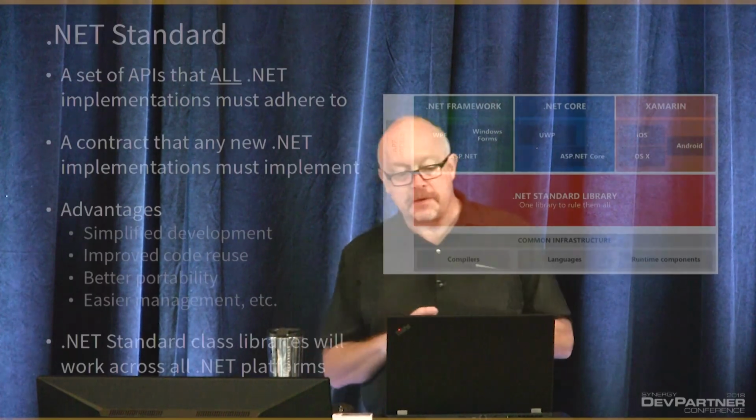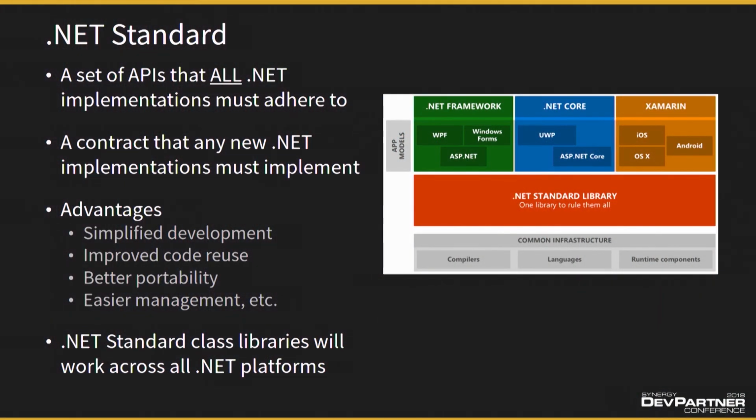So what is .NET Standard? Well, .NET Standard is an API that all .NET implementations must adhere to, okay? So it's a contract that says, if you want to be considered an implementation of .NET, you have to support all of these things, okay? So the advantage of .NET Standard is it really simplifies development because it contains a common core set of functionality that is guaranteed to work across all specific implementations of .NET. Okay, so it really achieves what PCLs kind of promised to and never really got there with.